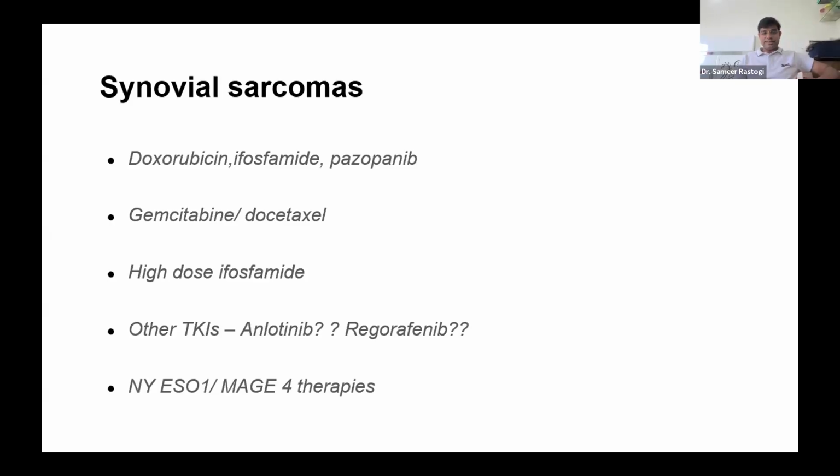High dose ifosfamide is excellent. Now, what is high dose ifosfamide? Anlotinib is coming up, and regorafenib. Why am I discussing synovial sarcoma? It is the most common soft tissue sarcoma in our population. Perhaps it is more common than leiomyosarcoma, which is distinct from the West, where leiomyosarcoma is the most common.